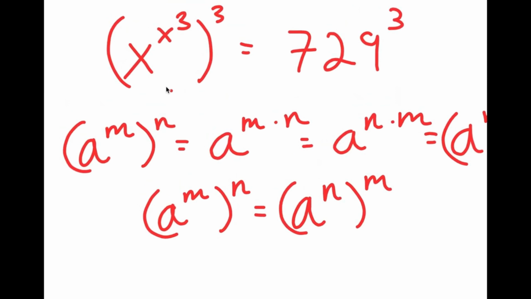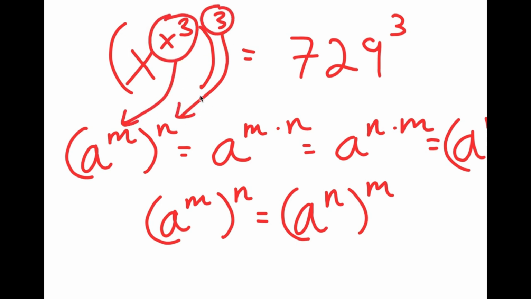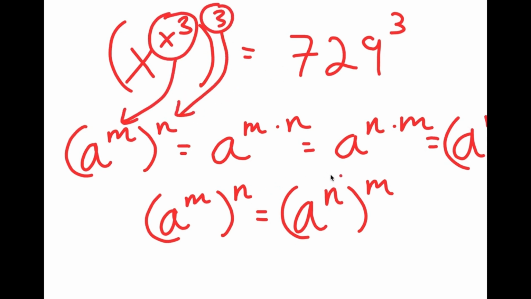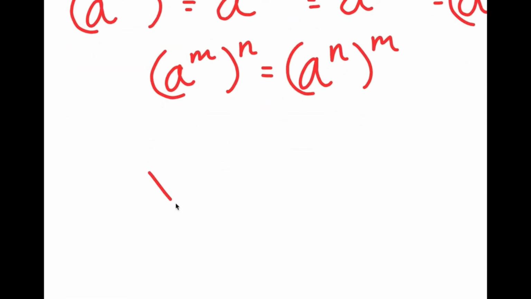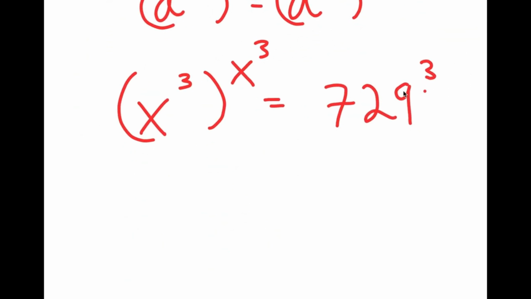So now from here, I have x to the power of x to the power of 3 to the power of 3, and I can think of x to the power of 3 as m and 3 as n. So if I switch the places of these two, I get x to the power of 3 to the power of x to the power of 3. And remember, this is equal to 729 to the power of 3.